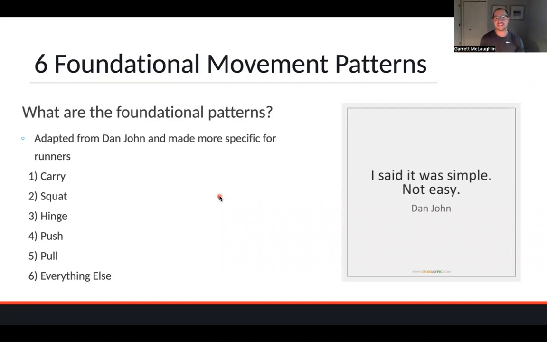But when we look at the 6 different foundational movement patterns, they are as follows: carry, and I'll break these down specifically in a second. Carry, squat, hinge, push, pull, and then everything else, which can be a broad category.